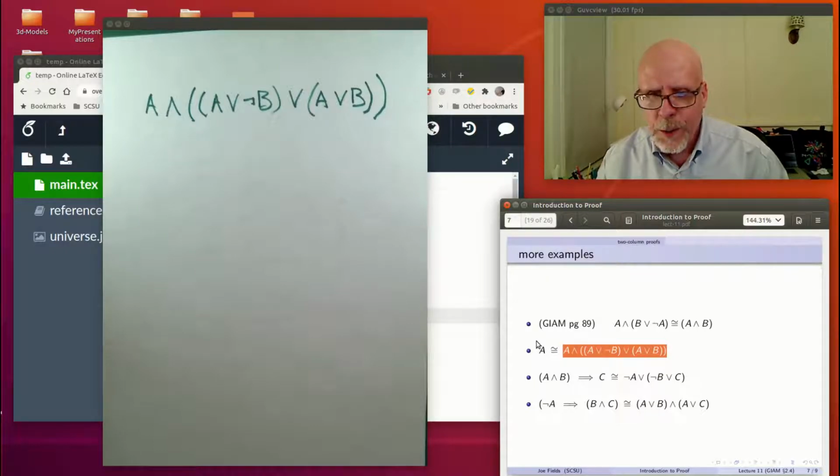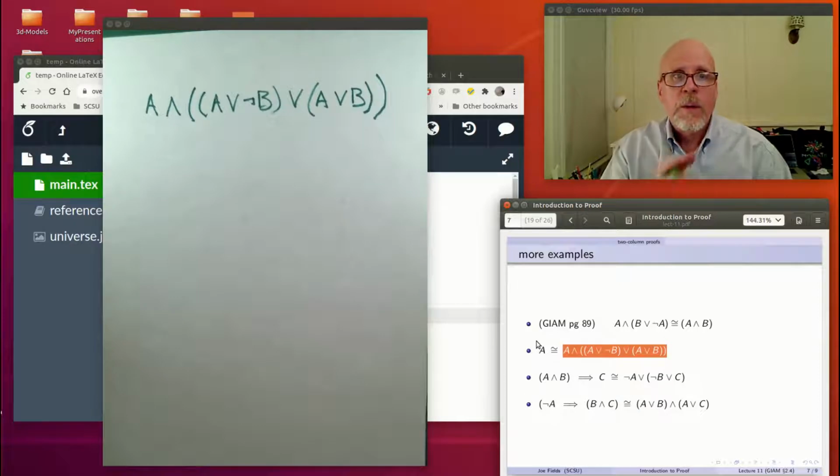Well, what are we going to do? Here's something I notice, and I don't know whether this is the best thing to do or not, but that second half that's in parentheses, the thing after the A, where there's a group of two things in parentheses, they both start with an A, and they're both or statements. Could I just distribute them out?